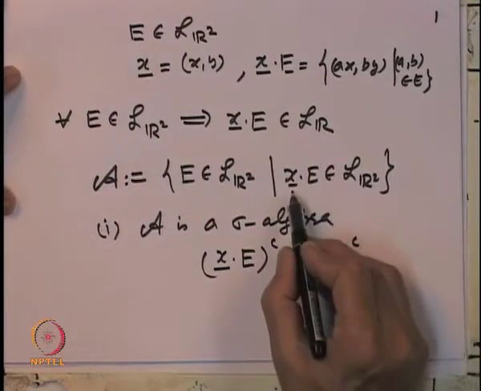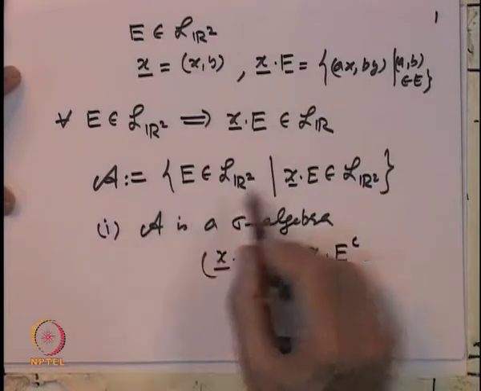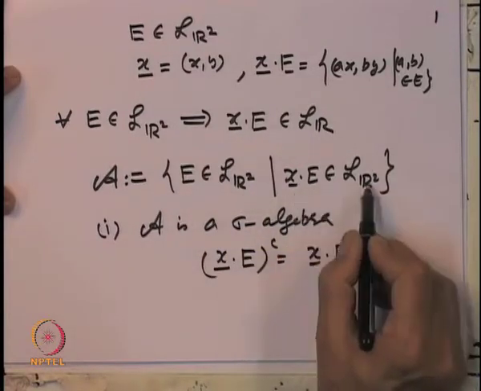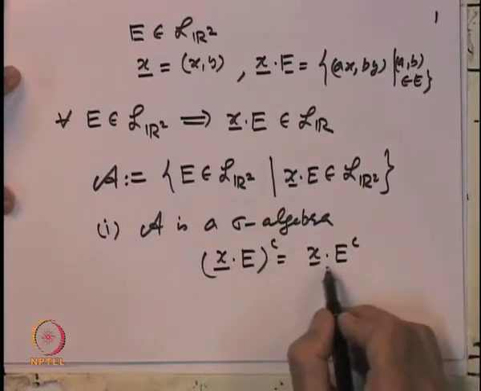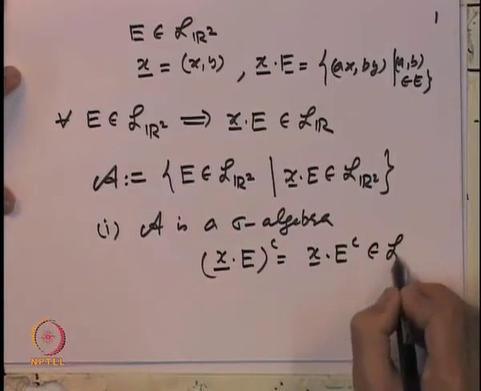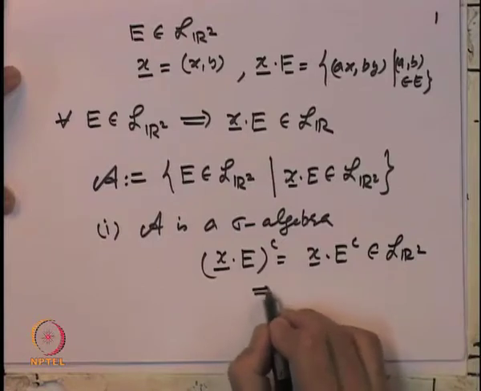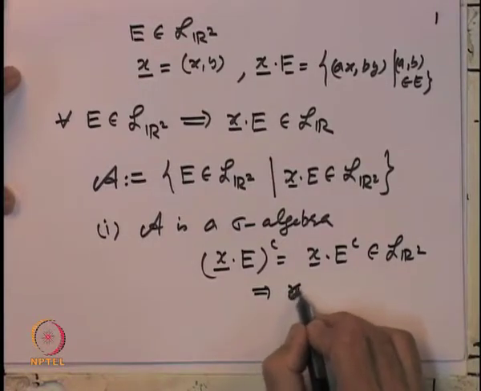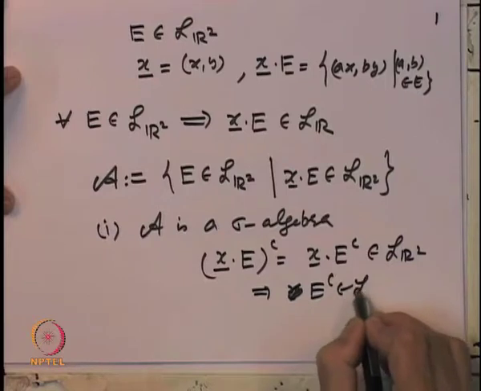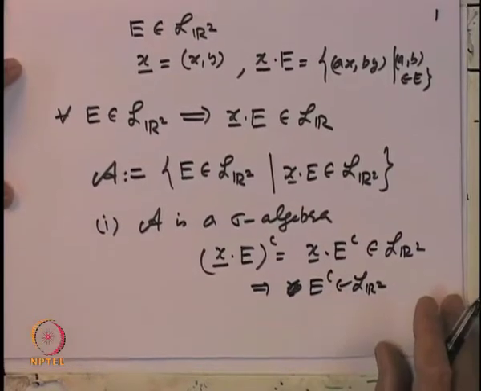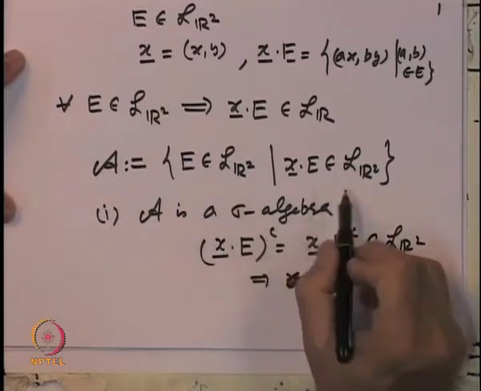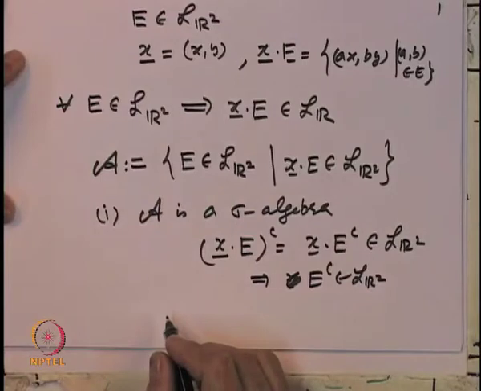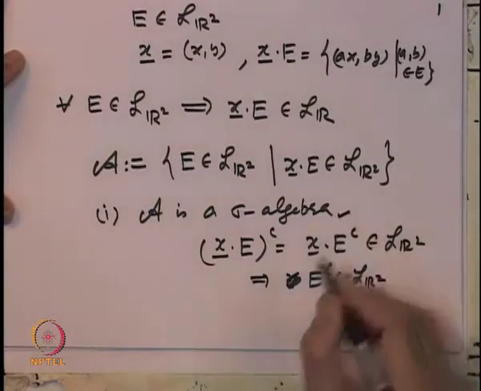So, if E belongs to this collection A, then x dot E belongs to this collection. So, its complement belongs to the Lebesgue measurable sets, and the complement is equal to x dot E complement, and that will imply that E complement belongs to L of R 2. And a similar computation will show that A is also closed under countable union. So, that will prove it is a sigma algebra.